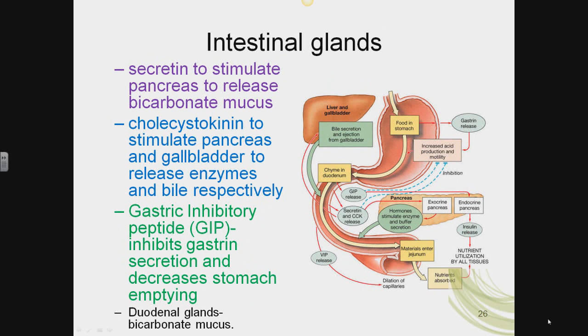Gastric inhibitory peptide has since been renamed to glucose-dependent insulinotropic peptide. Its new, or additional, role is that this hormone will actually go to the pancreas and stimulate the pancreas to release insulin. You will learn more about this GIP hormone in physiology.